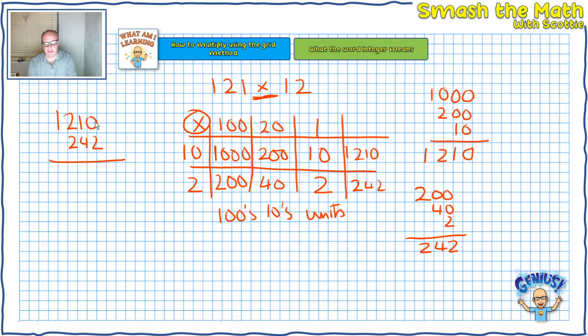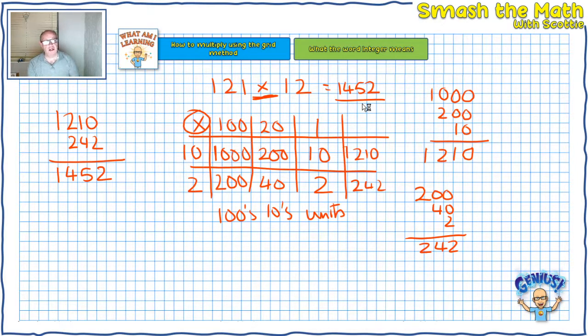Let's add these up now. 0 plus 2 is 2. 4 plus 1 is 5. 2 plus 2 is 4. And 1 plus nothing is 1. So there's my answer, 1,452. So that one takes a bit longer, but that's because our numbers are bigger, okay?